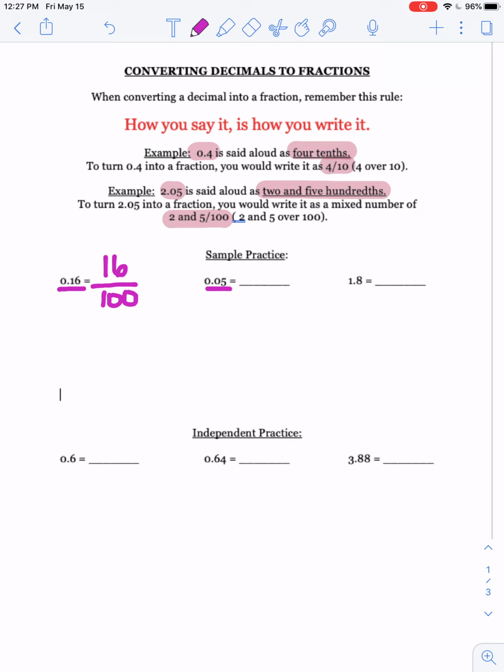Our second sample is 0.05. Again, we have a number that ends in the hundredths place. So that is going to become our denominator. And we would say this is 5/100, so this is how we would write that as a fraction.